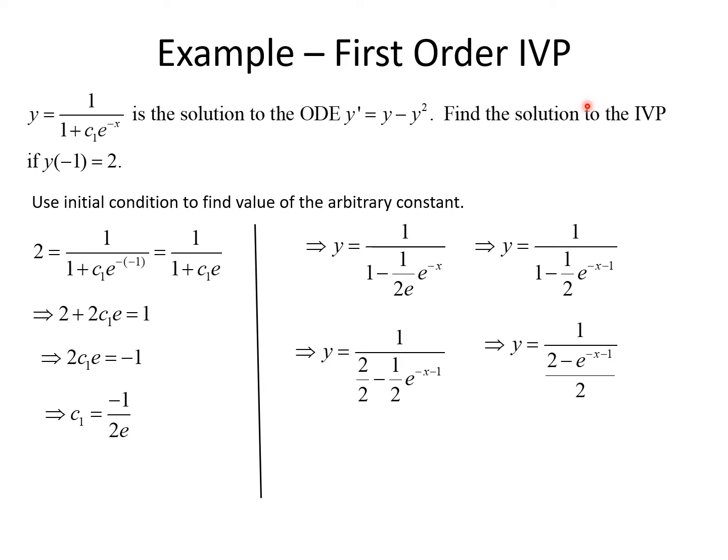And so that'd be 1 over 2 minus e to the minus x minus 1 over 2. And then finally what we can do is we can take the reciprocal of the denominator. So that's going to give us 2 over 2 minus e to the negative x plus 1 if we factor the minus sign out. Right? So this is just a cleaned up version of the solution.